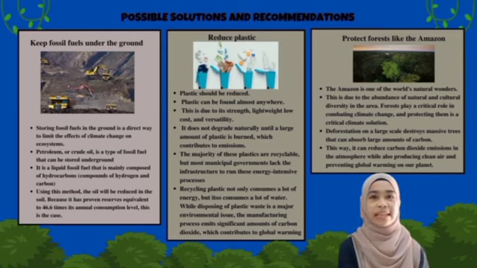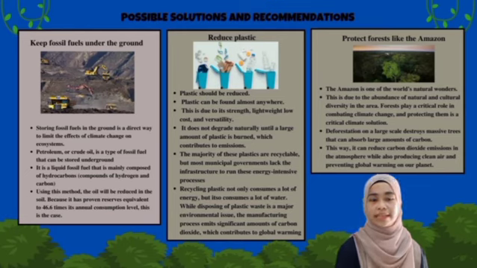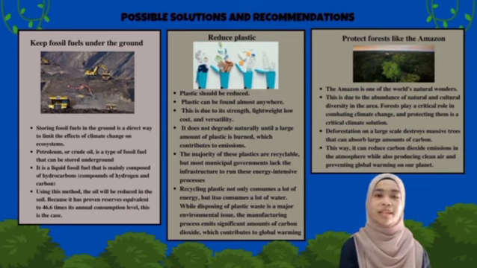Number 3 is protect forests like the Amazon. The Amazon is one of the world's natural wonders. This is due to the abundance of natural and cultural diversity in the area. Forests play a critical role in combating climate change, and protecting them is a critical solution. Deforestation on a large scale destroys trees that can absorb large amounts of carbon. This way, it can reduce carbon dioxide emissions in the atmosphere. We also need forests for foraging, clean air, and preventing global warming on our planet.